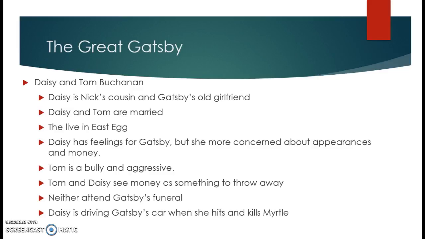Then we have Tom, her husband. He's a bully. He's kind of aggressive. They see money as something to just throw away. It doesn't mean anything to them. Neither of them attend Gatsby's funeral, and Daisy is the one driving Gatsby's car when she hits and kills Myrtle.